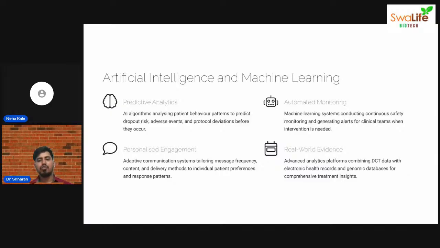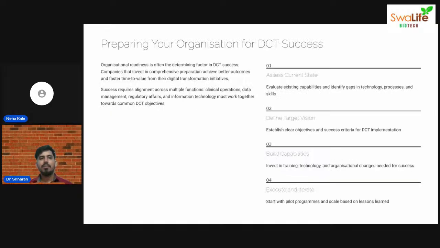Real world evidence. So we are taking the data from day-to-day life, so it is used for real world evidence. Here, preparing your organization for DCT success. When the organization wants to be ready for adopting DCT, first of all, we want to assess our current status. What is our capability? What is our interoperability capability? Any gap identification, any pros and cons we want to identify.